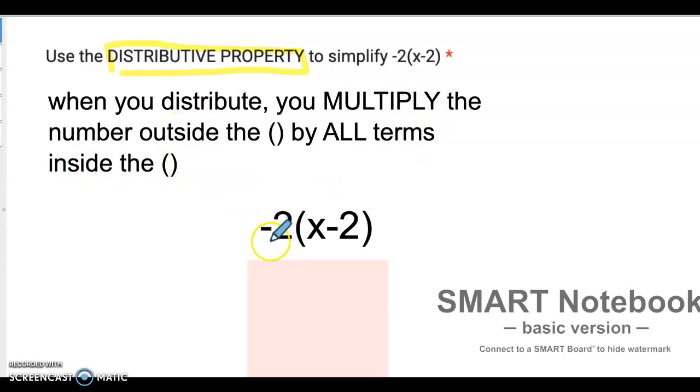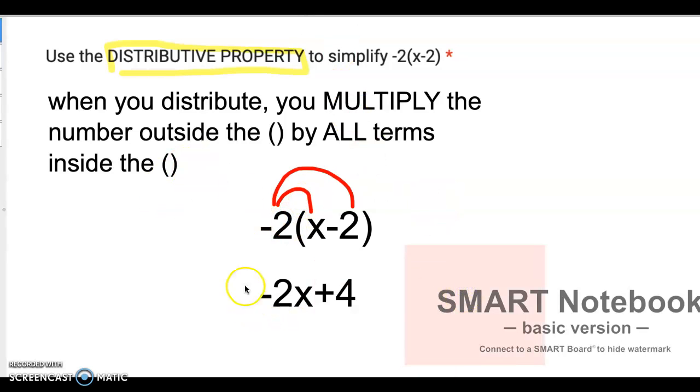So in this case, we're taking that -2 and we're distributing it or multiplying it by all terms inside the parentheses. So we need to take this -2 and we need to multiply it by x. When we do that, we get -2x. We also need to take the -2 and multiply it by this -2 because we want to multiply by both terms inside the parentheses. So -2 times -2 is +4. So when we use the distributive property, this simplifies to -2x plus 4.